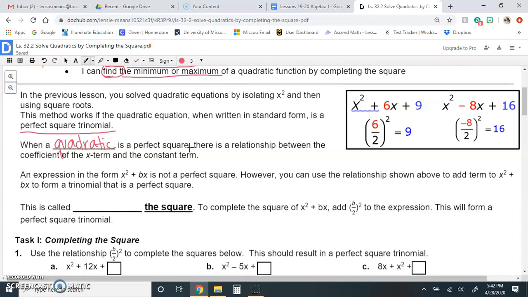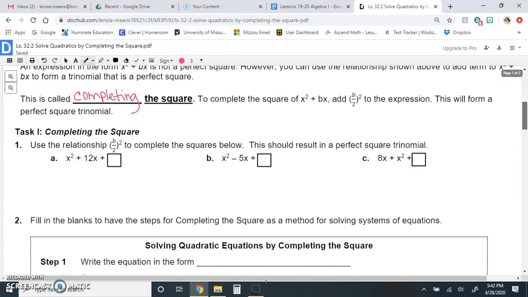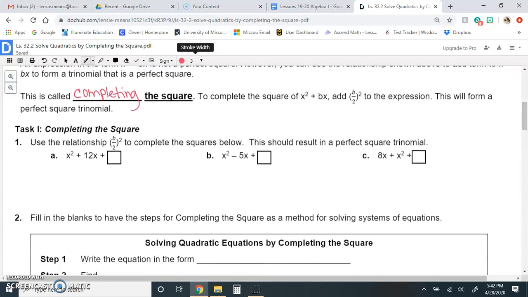This is called completing the square. To complete the square of x squared plus bx, add b over 2 squared to the expression, and that will form your perfect square trinomial. So we're going to practice calculating our b over 2 squared first.